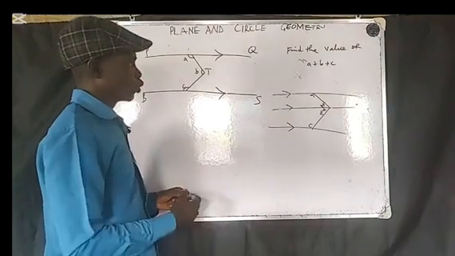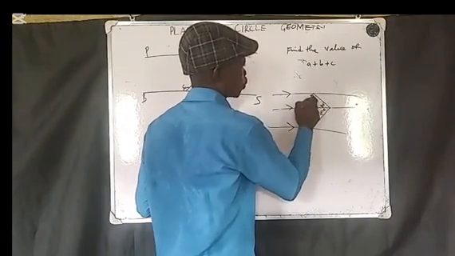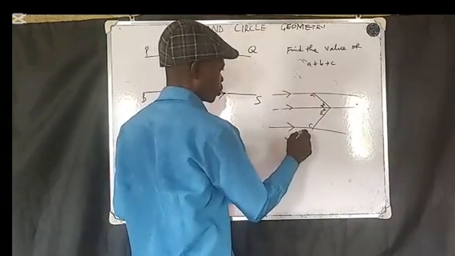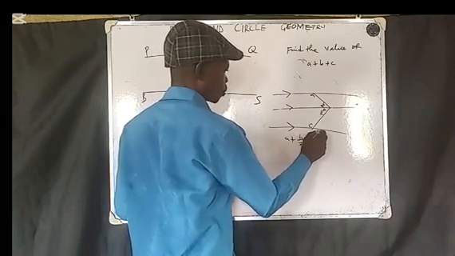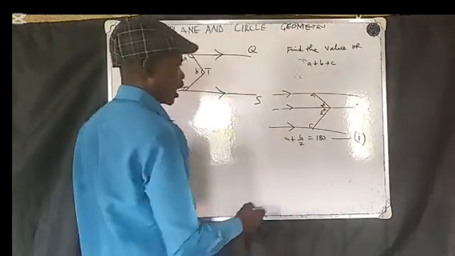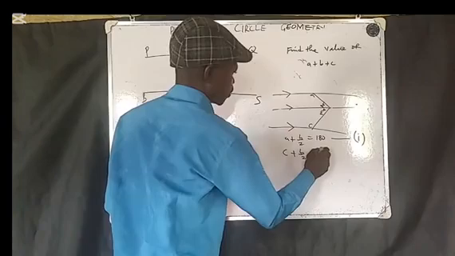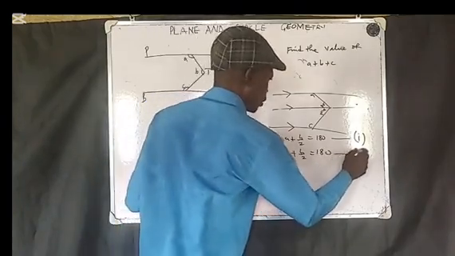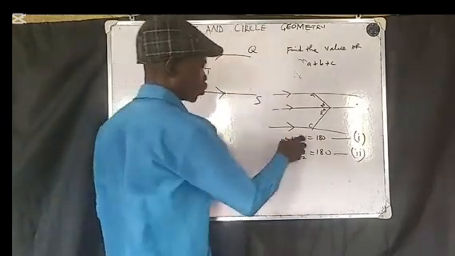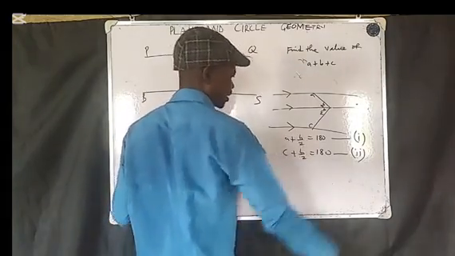These two angles along the same transversal, they are equal to 180 if you add them together. So I will say A plus B divided by 2 equals 180. This is equation 1. I can also say C plus B divided by 2 equals 180. Equation 2. So this equals 180, and this equals 180. If I add this and this, I will get 360.